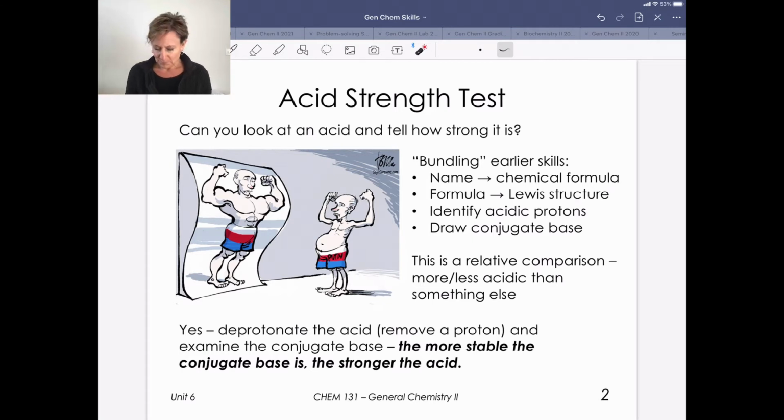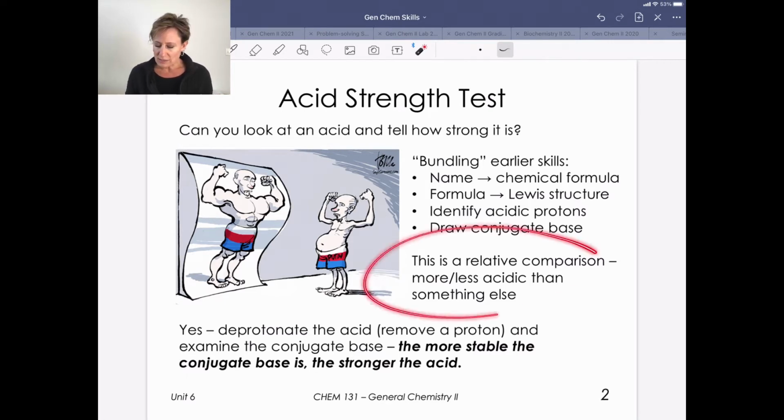So this is going to require us to kind of bundle some earlier skills. Some things that are critical to being successful in this learning unit are being able to take a name and translate it into a chemical formula, take that chemical formula and draw a valid Lewis structure, and then from that Lewis structure, identify protons that would be classified as acidic, and then draw the conjugate base to evaluate and rank how acidic that molecule might be.